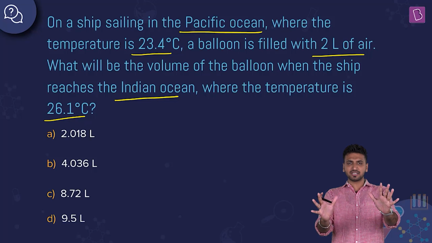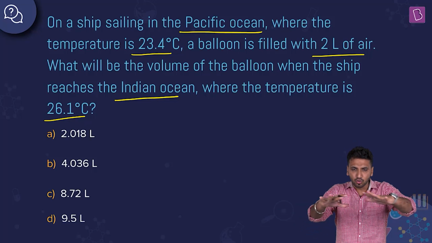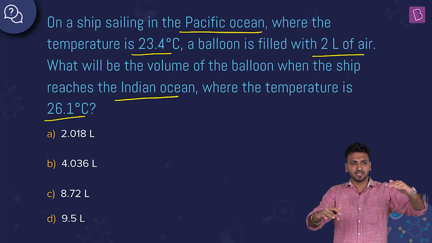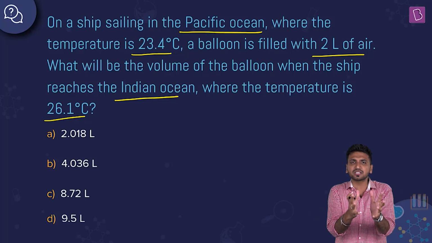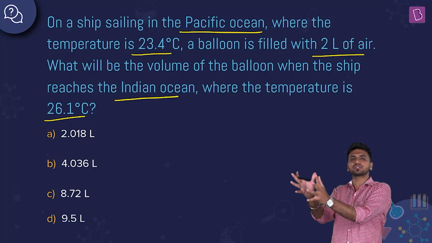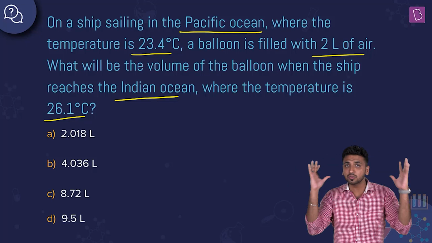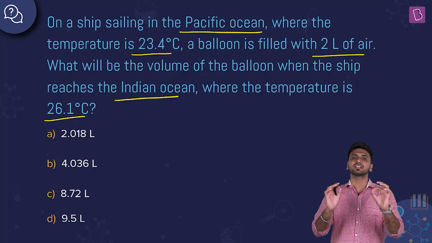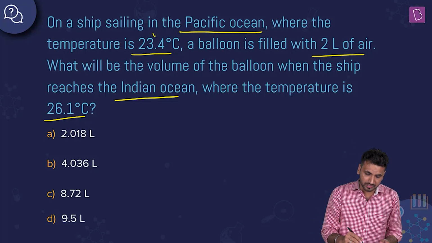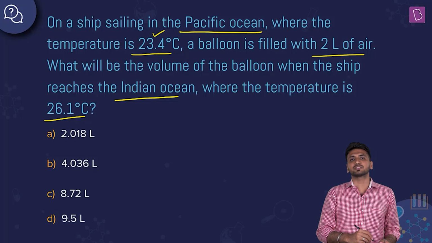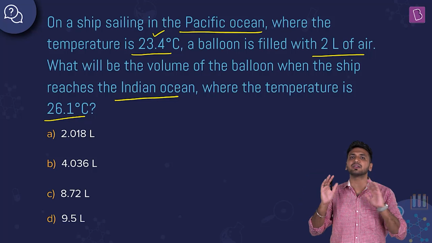See, try to understand this. When a ship moves from one ocean to another at sea level, obviously, according to the weather conditions, the temperature is going to differ, right? And that's what we can see, from 23.4 degrees C to 26.1 degrees C. This is the change in the temperature.